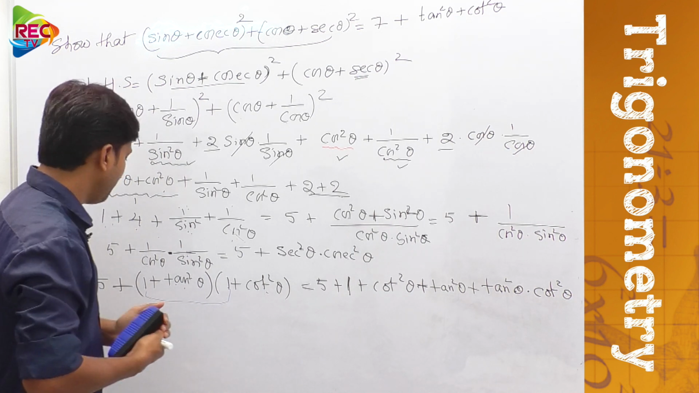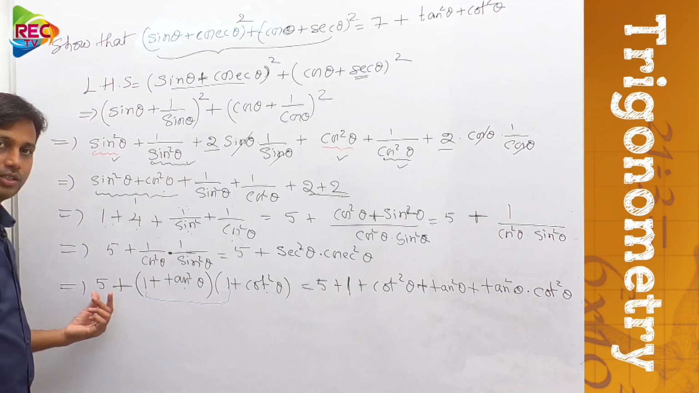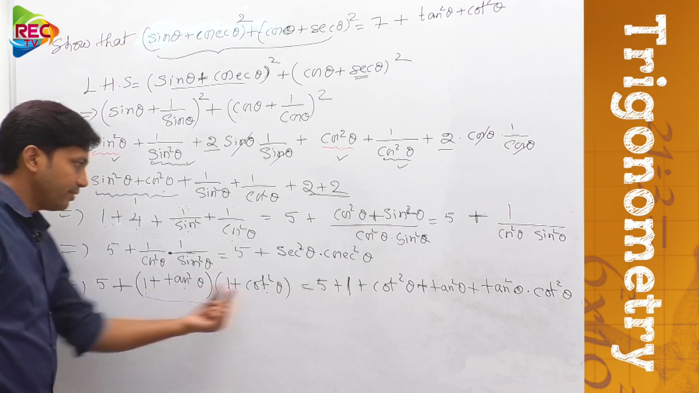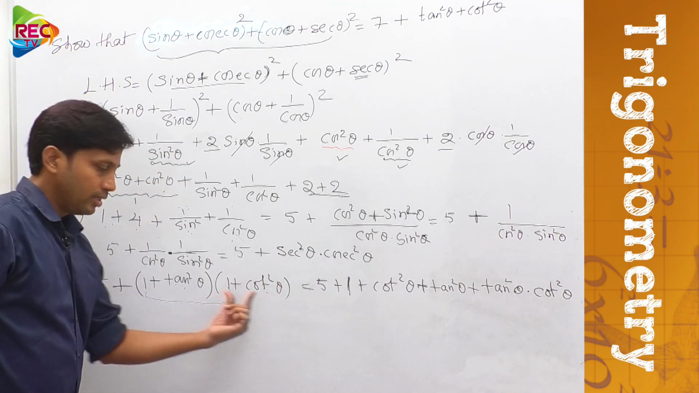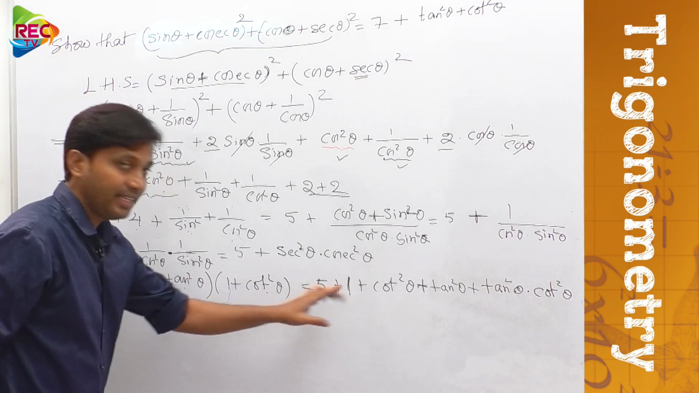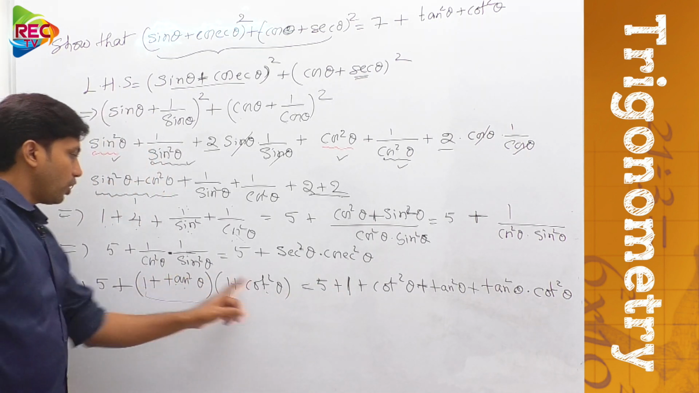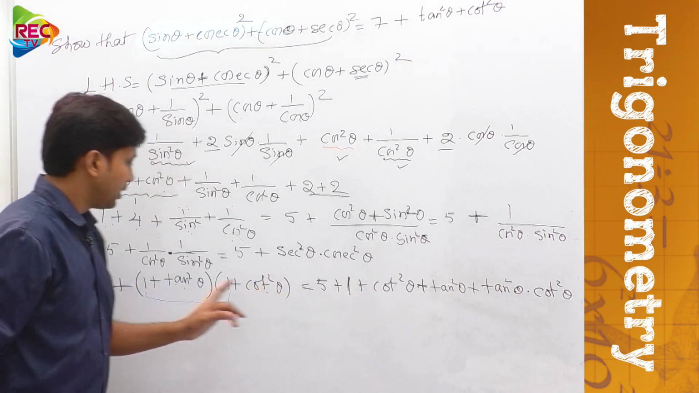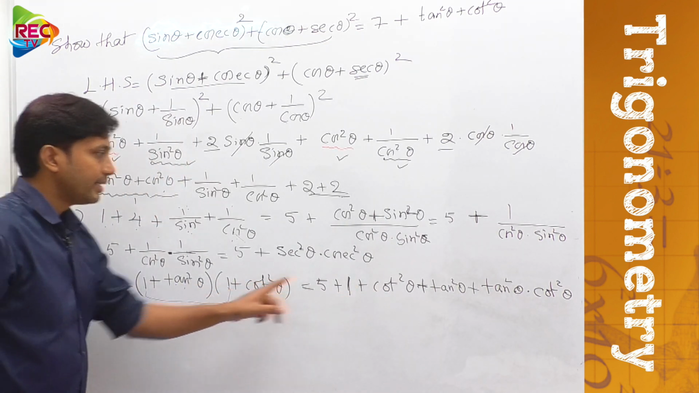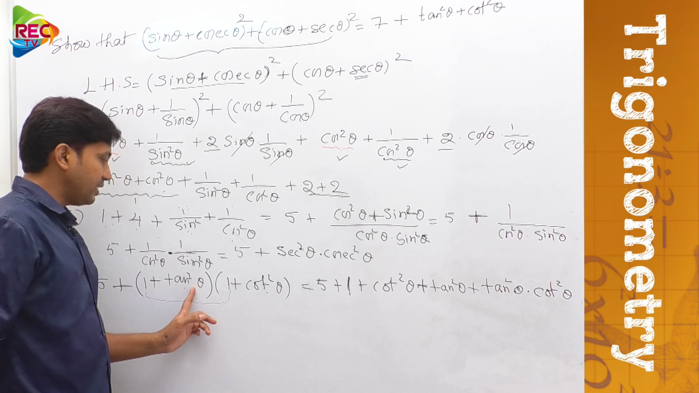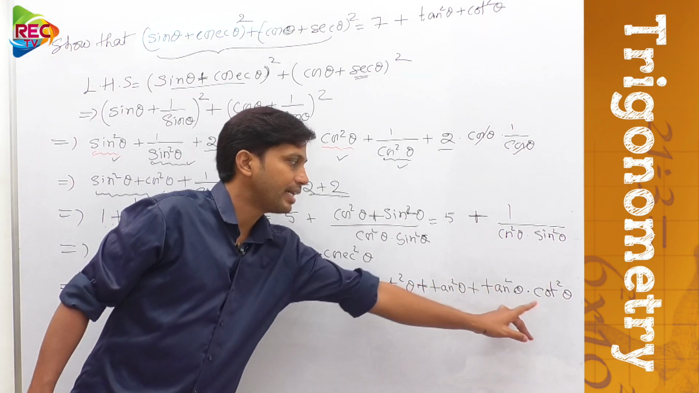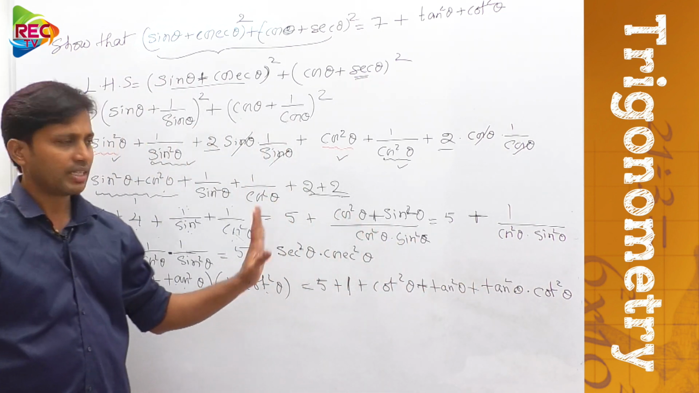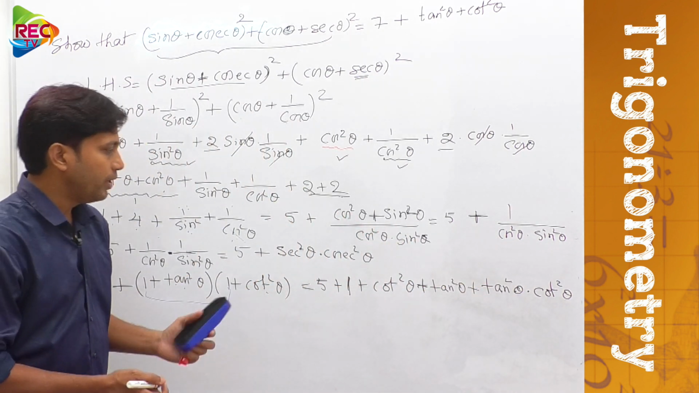Okay, see this here, once again I am explaining you to understand. This is 5, this is 5. Now we are multiplying these two expressions. Now 1 into 1, that is 1 again. Now 1 into cot square theta, that is cot square theta. Now tan square theta into this one, that is tan square theta. Now tan square theta and cot square theta are multiplied together to get tan square theta into cot square theta. Right. Now we need to know only one thing.